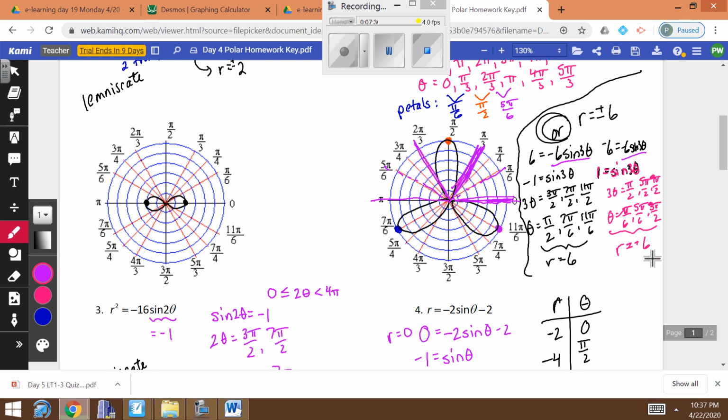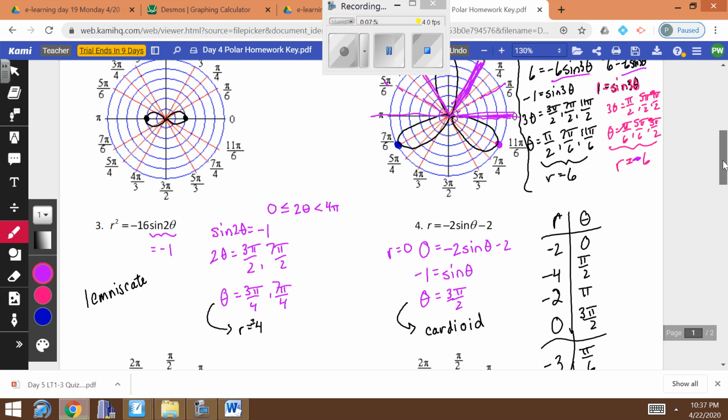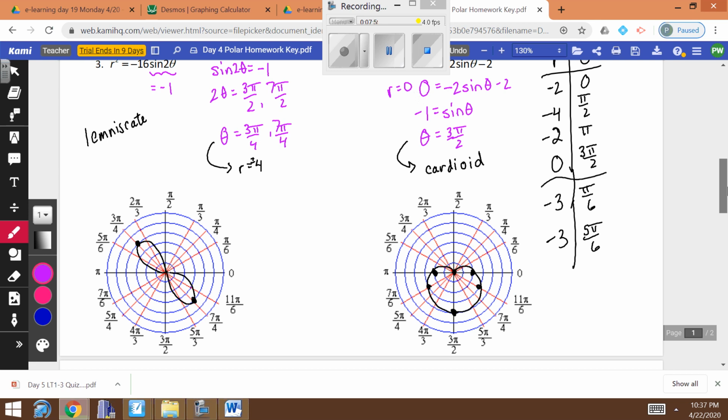That looks kind of sloppy. But at pi over 6, it's negative 6 right here. And then where else are we? 5 pi over 6, it's negative 6. And then 3 pi over 2, it's negative 6. I should make that look a little bit better of a negative there. Okay, so you have a couple different options. Again, I'll sometimes just pick one way to show, but I don't really care, whichever way you want to show with that. All right, number 3 is one of our newer ones.